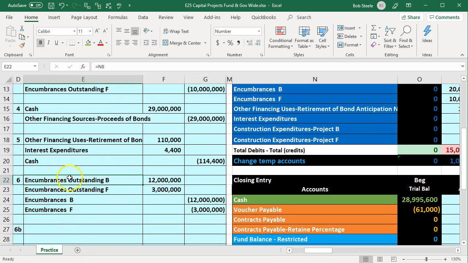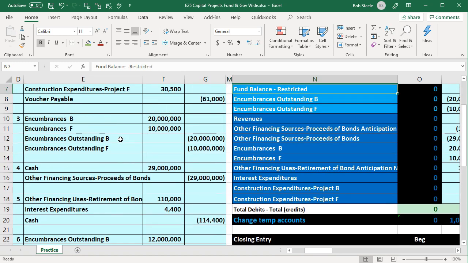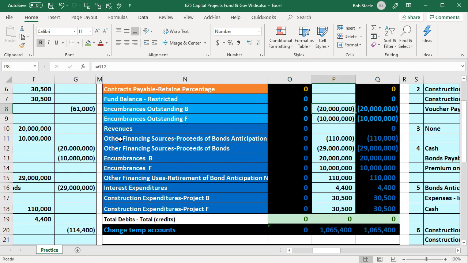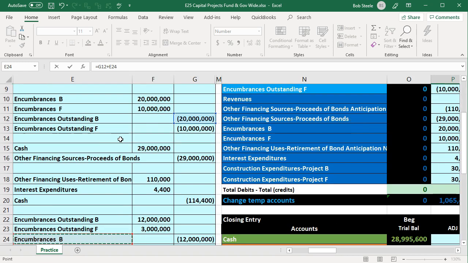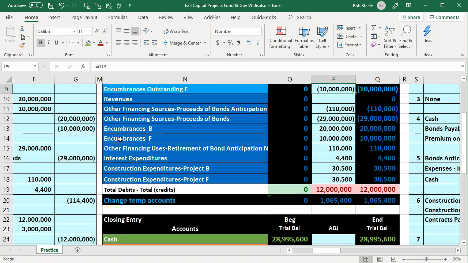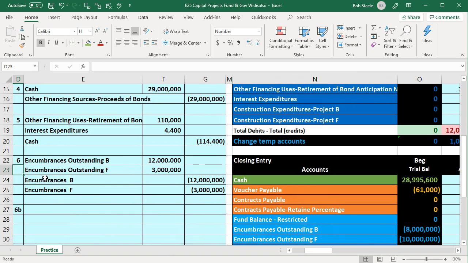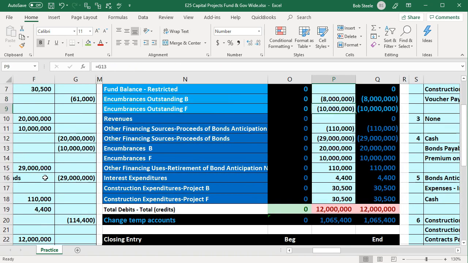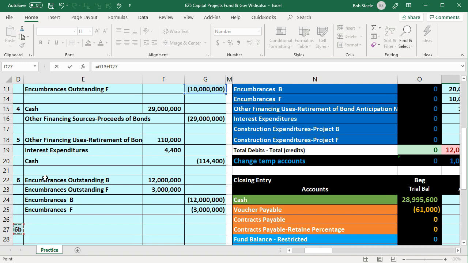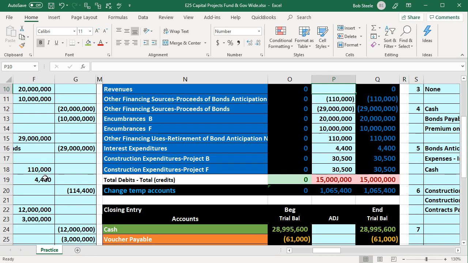So let's record this. We're going to go to the encumbrances outstanding. So we're going to scroll up to encumbrances outstanding. So we are here in P8. Something's in it. Going to say F2 plus F2. So we're using the keyboard, and we're going to scroll back down and pick up the 12. And then we're going to go right below that. We want to pick up the encumbrances outstanding for F. Scrolling back up, we have the encumbrances outstanding for F. We're in P9, F2 plus F2. Scrolling back down, encumbrances outstanding for F, enter.